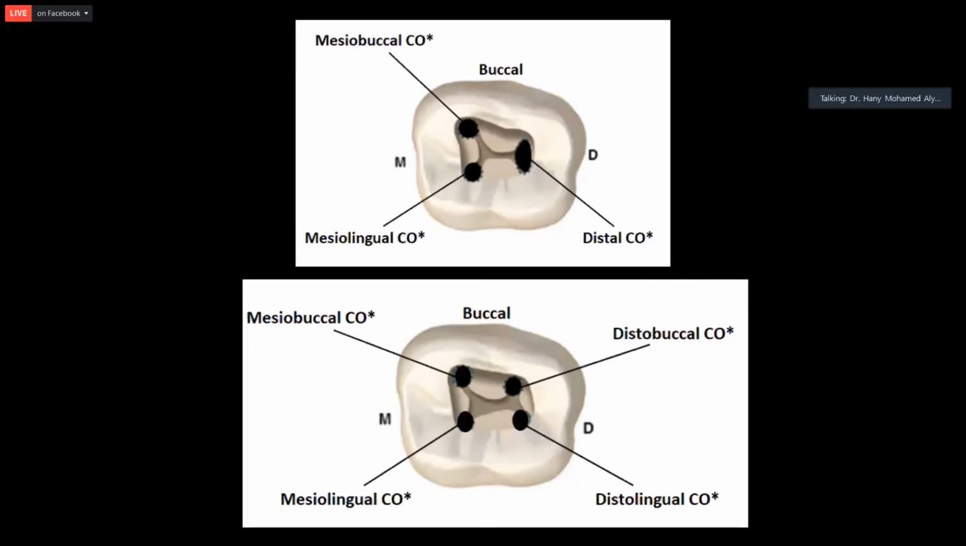So this is the usual configuration or the usual anatomy in which we have 2 canals in the mesial and 1 in distal, or 2 canals in the distal.